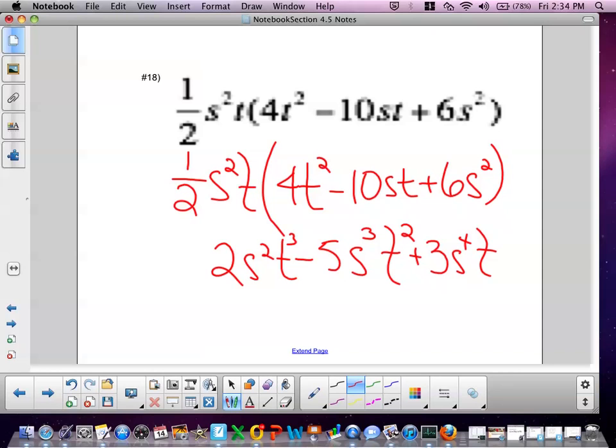You don't have any like terms, so this is as simplified as it can get when I distribute 1/2 s squared t into this trinomial.